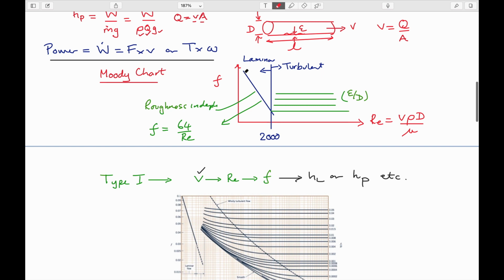If it's laminar, then the friction factor is a function of Reynolds number. In other words, as Reynolds number changes, the magnitude of this friction factor decreases as the Reynolds number increases. And for turbulent flow, the friction factor is independent of the magnitude of viscosity.